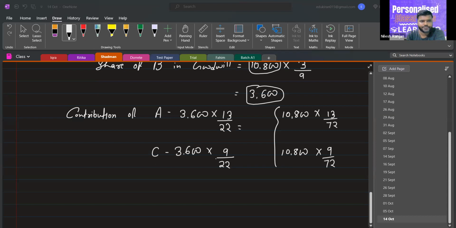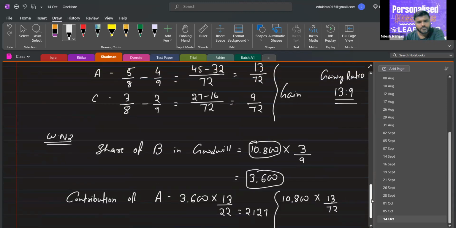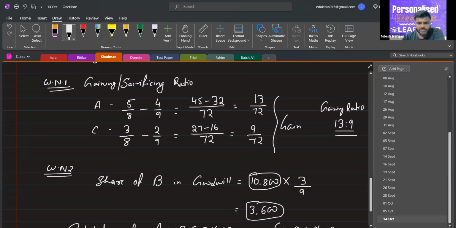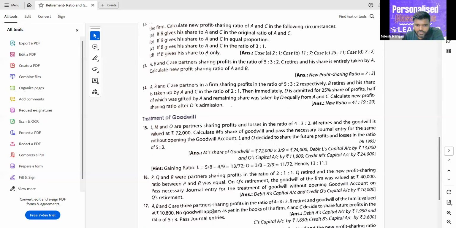That is incorrect. It is somehow a mistake. Sir, while finding the sacrificing ratio, I think we have found the gain. No, that's okay. It's fine. Is there anything else written in the question? Yes, ABC will appear as yet in the firm. It is to share the future profit in the ratio of 5:3.